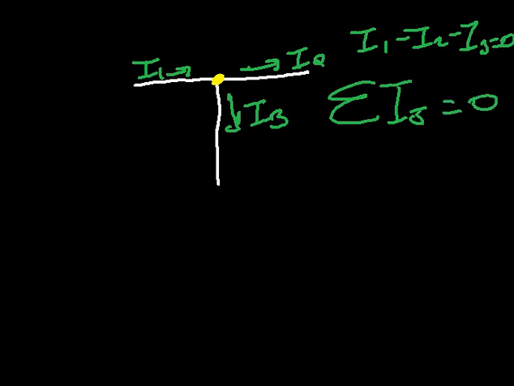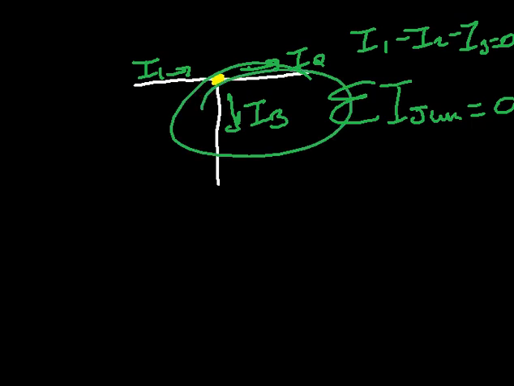That is by having the current leaving the junction given as negative and the current entering the junction given as positive. At the end of the day, the summation of the current at the junction is zero.